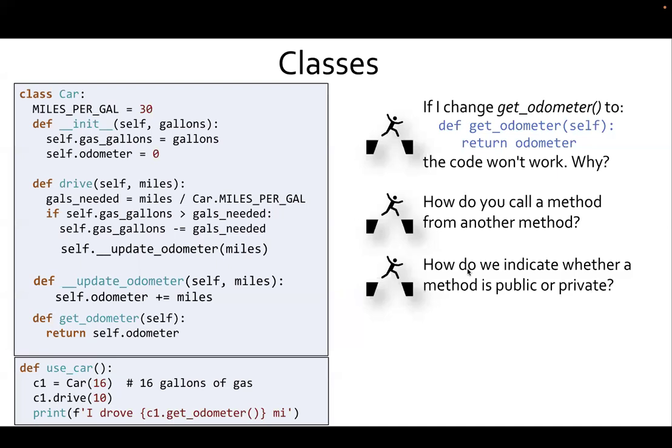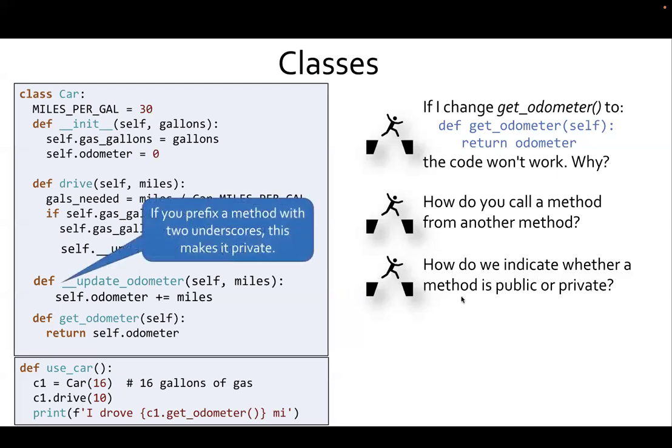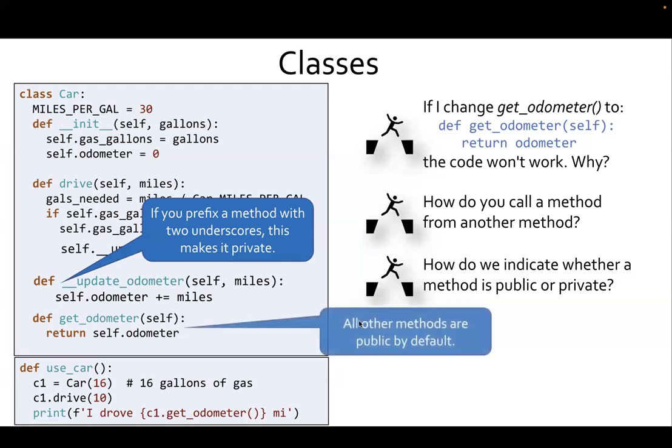All right, let's get to the third question over here. How do we indicate whether a method is public or private? Notice that over here, we have 2 underscores before the update odometer. If you prefix a method with 2 underscores, this will make it private. And by default, the others are public. Does that make sense? Is there any questions or thoughts? So init is also private? Yes, it is.